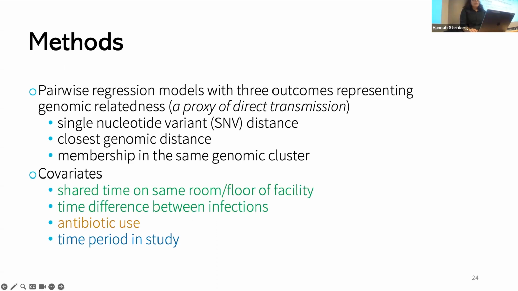Then the covariates I used were shared time on the same room or floor of the facility, and time difference between infections, which we can think of as dyadic covariates. I looked at antibiotic use of the potential donor, which would be an individual covariate, and then time period in the study, which we can think of as a contextual covariate.